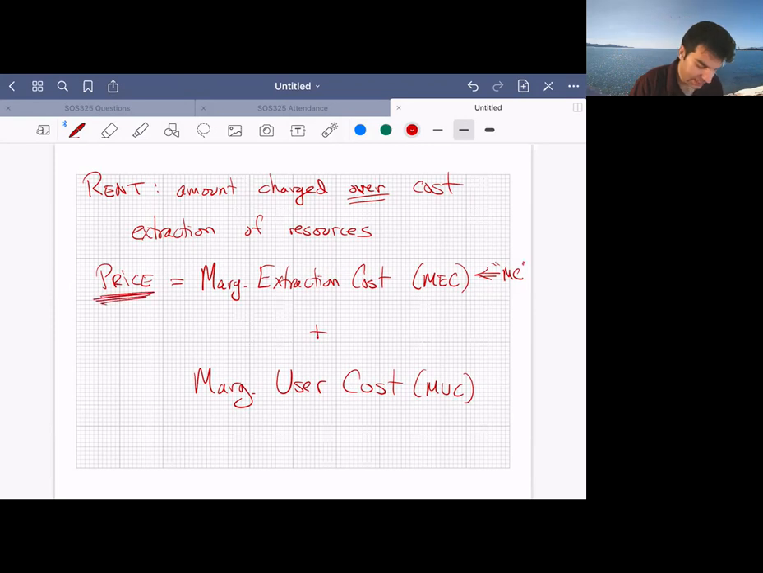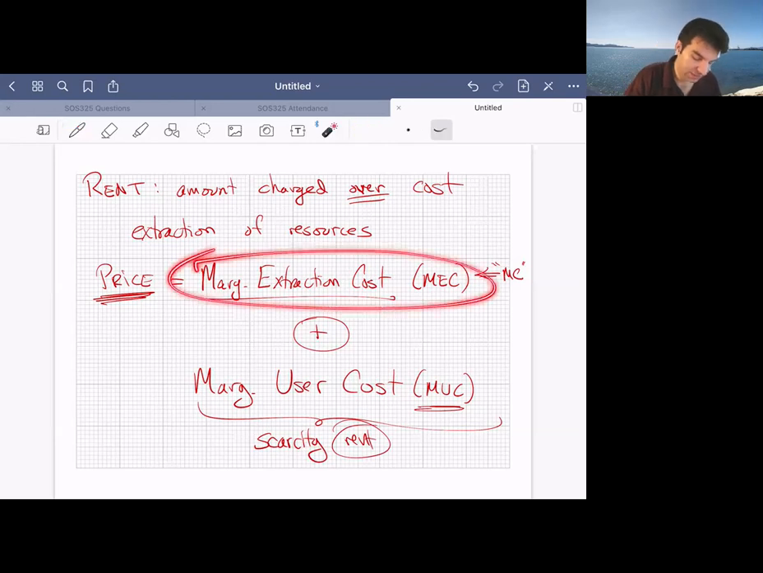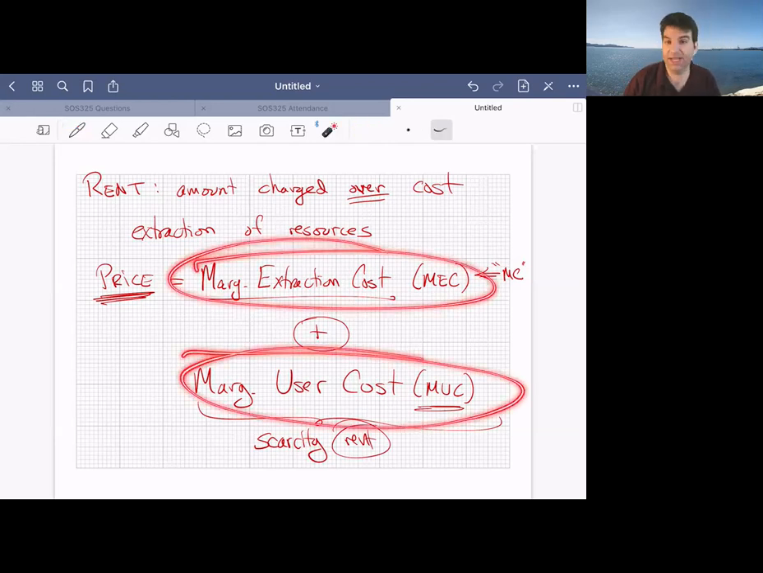And so the price that people pay is they are paying for the extraction, the MEC, plus this additional component, which is also known as the scarcity rent. And it is known as rent because it is, by definition, right here, it is the cost above the cost of production. The cost of production is the extraction cost, and so this must be the rent.